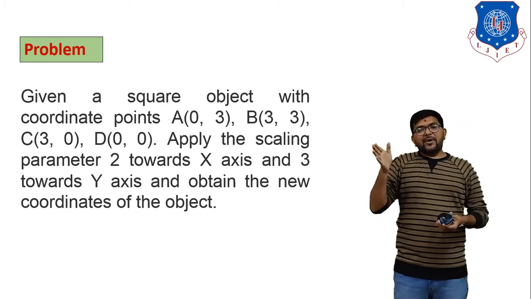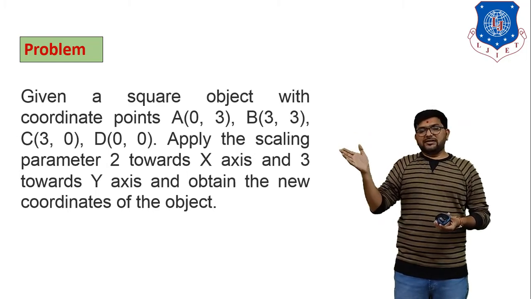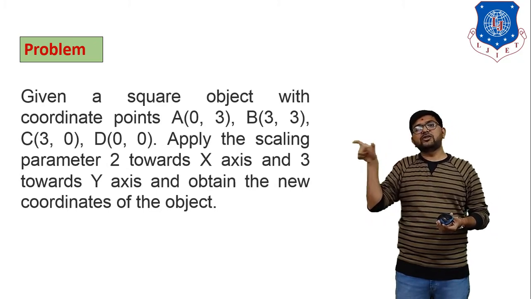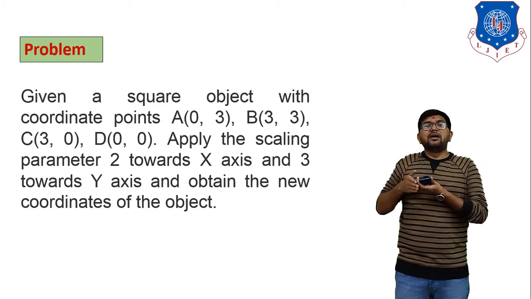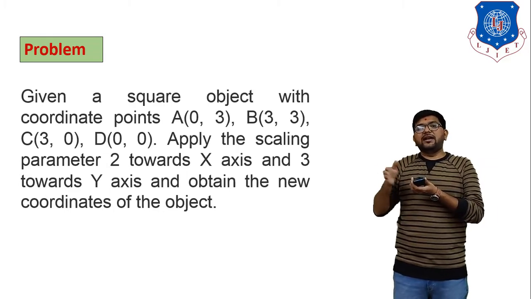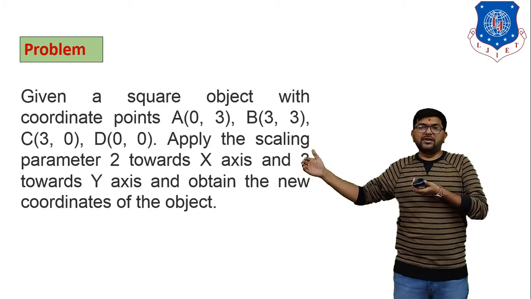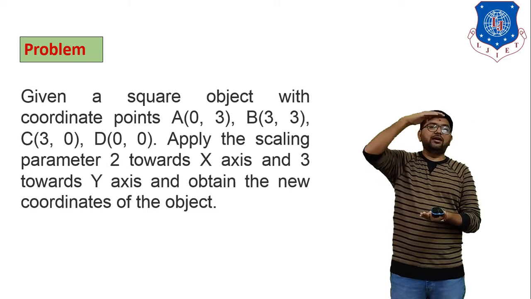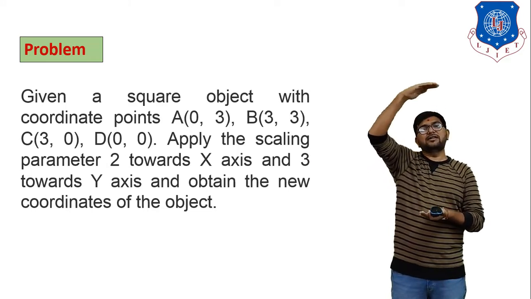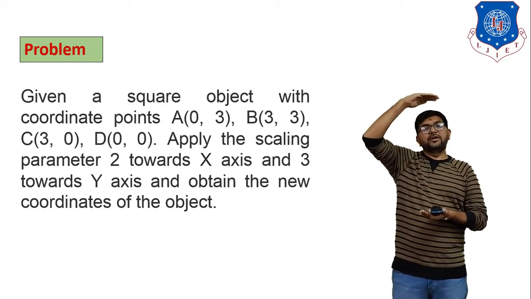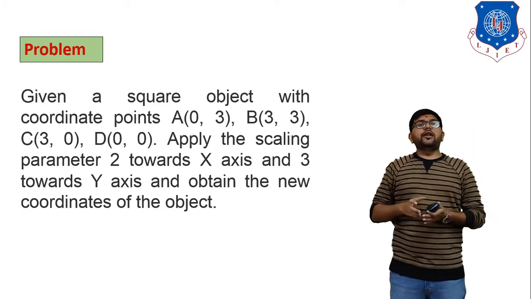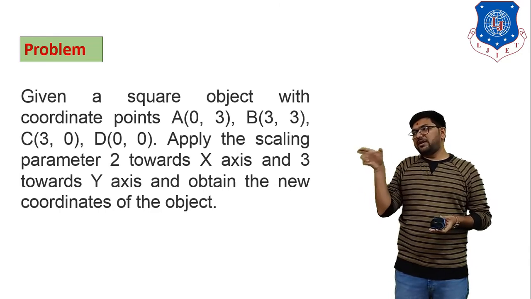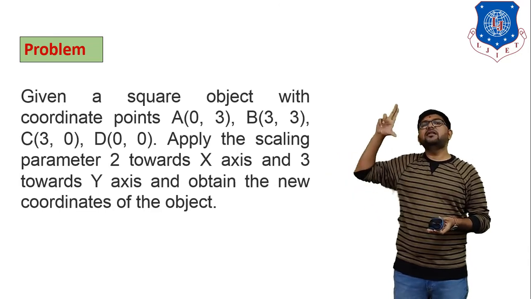So apply the scaling parameter 2 towards the x axis. Now here the value of the scaling factor for the x direction is 2. Means we have to increase the object in x direction to double, that is 2 times, and 3 towards the y axis means we have to increase the object in the y axis 3 times. Clear? So obtain the new coordinates of the object. We have to give scaling 2 times in x axis and 3 times in y axis.